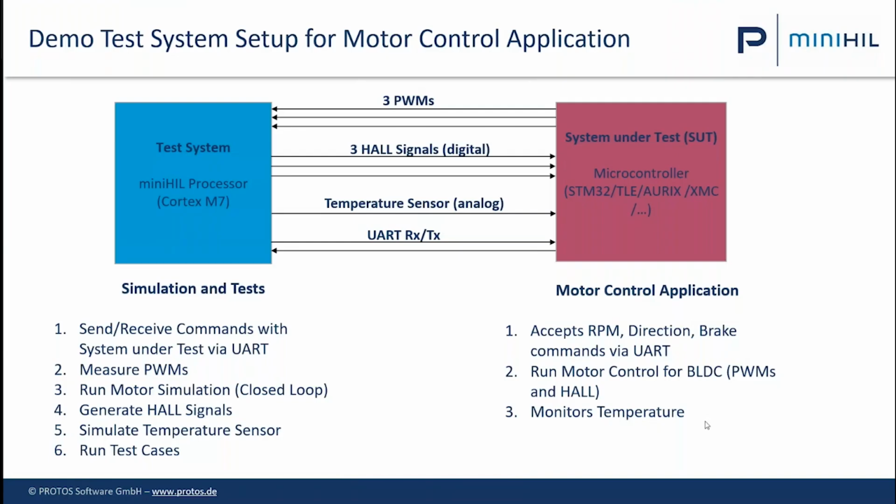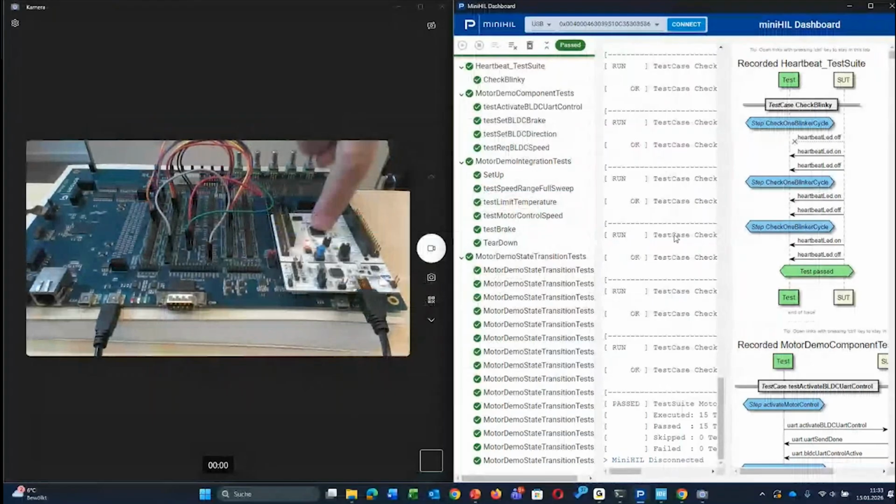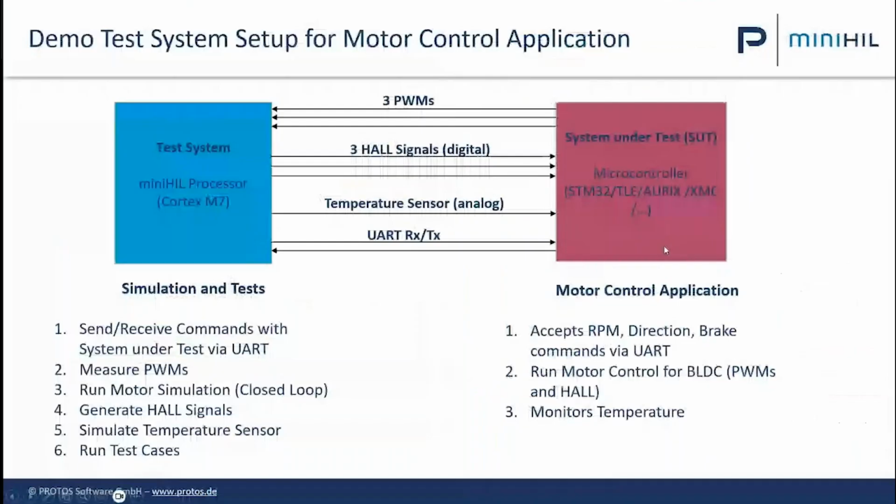Now, I'm giving you a little demo. That's the demo setup I have here on a logical level. We have the system under test. That's this here, an STM32. The test system is also an STM32, a Cortex M7 microcontroller. And we run a motor control for a BLDC motor controller that uses 3 PWM. It generates 3 PWMs to control the speed of the motor.